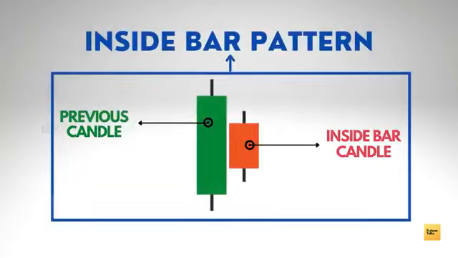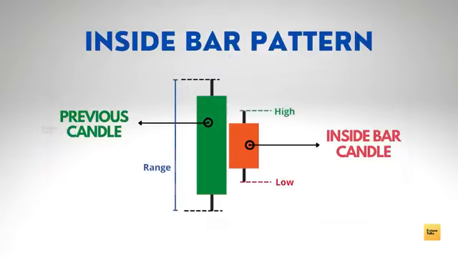The inside bar pattern is a candlestick pattern where the price forms completely within the previous candlestick. So, for an inside bar to be considered valid, both the high and the low of the candlestick needs to be completely inside the previous candle's range.